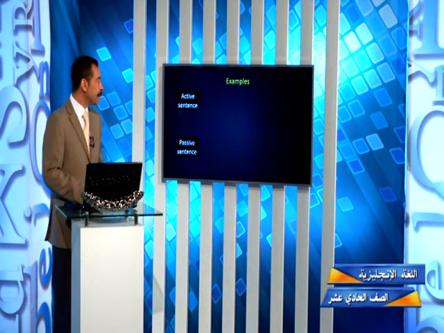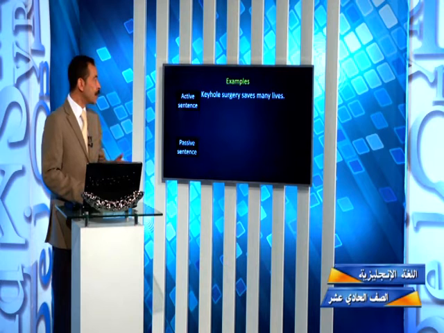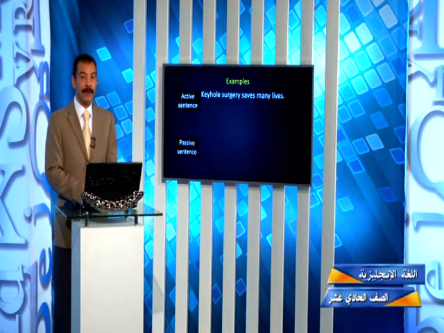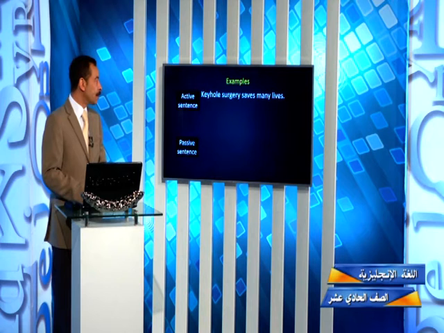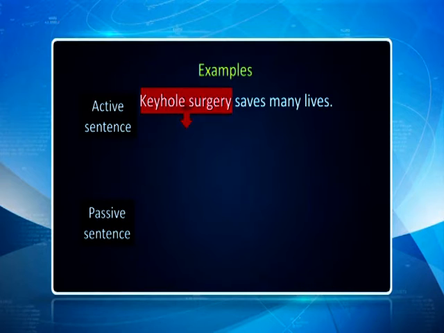Another example, we have keyhole surgery saves many lives. Again, you need to identify the parts of speech, and here we have keyhole surgery, which is the subject, and then saves, which is the verb, and then many lives, which is the object.